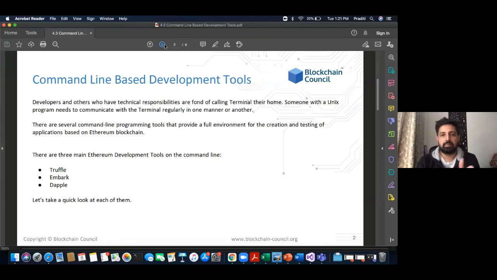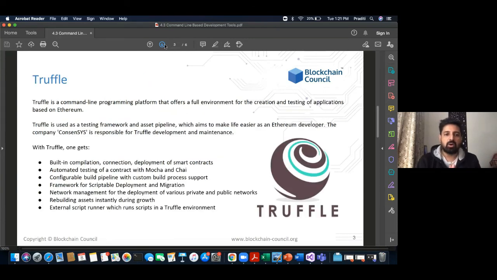Truffle is the most famous, known by the name Truffle Suite for Ethereum development. It's a command line programming platform that offers a full environment for the creation and testing of applications based on Ethereum. It is used as a testing framework and asset pipeline, which aims to make life easier as an Ethereum developer. The company Consensus is responsible for Truffle development and maintenance.